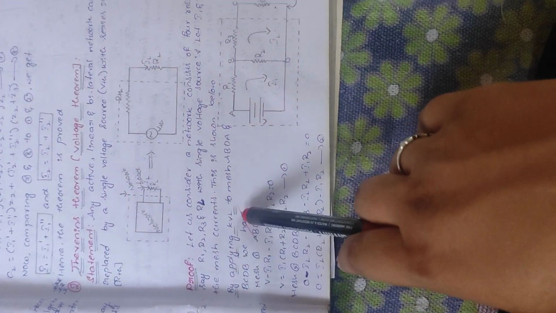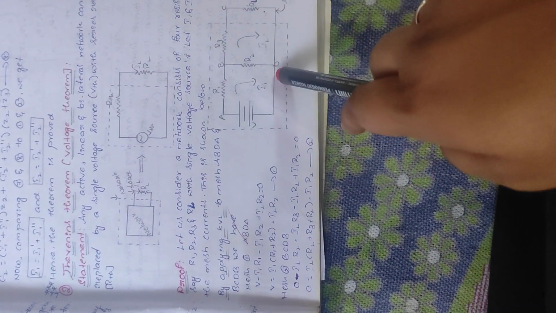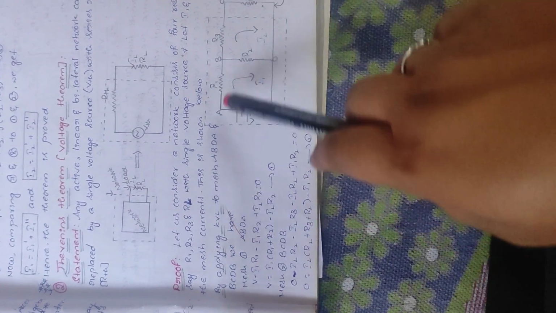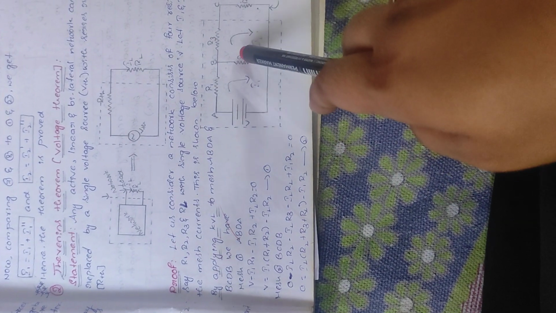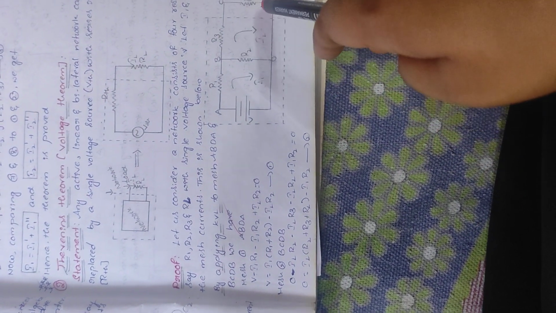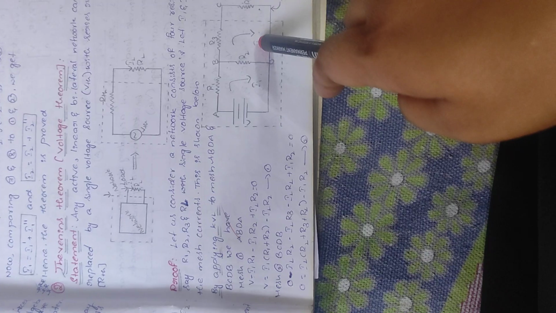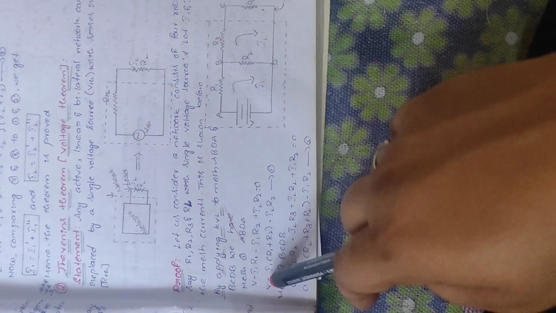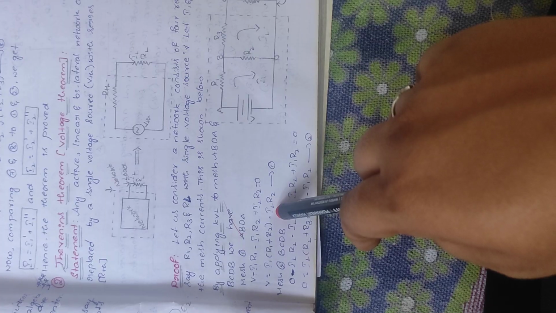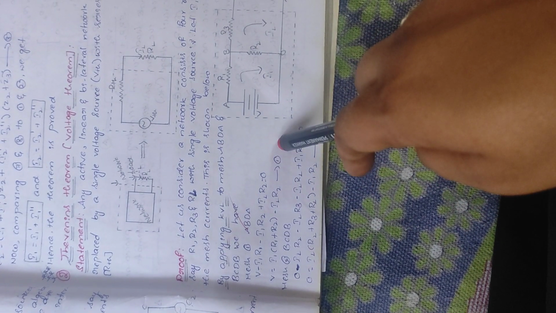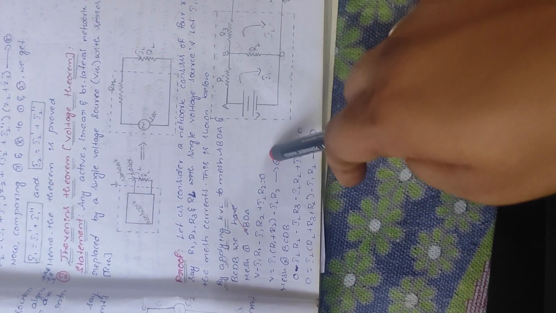Here, by applying KVL to the mesh ABDA, V minus I1 R1 minus R2 into (I1 minus IL) equals 0. By solving this equation, we get V is equal to I1 into (R1 plus R2) minus IL R2. This is the first equation.